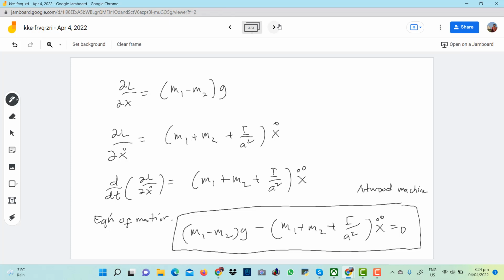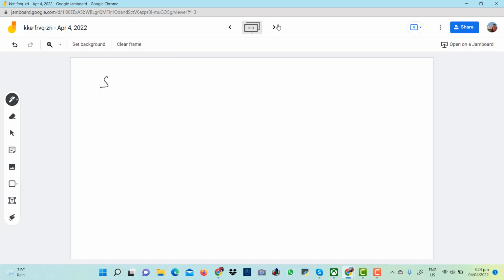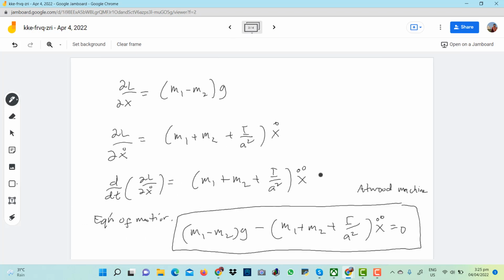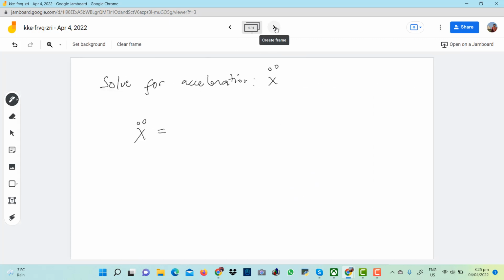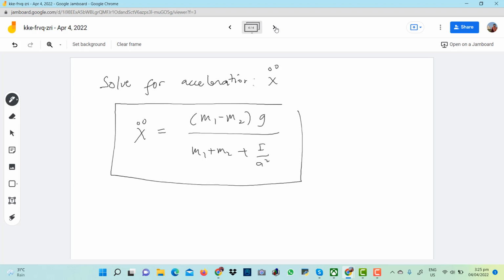If you solve for acceleration, I think this is familiar to you from the Atwood machine. What will you get? The x double dot is just equal to, if I divide both sides by m1 plus m2 plus I over a square, the acceleration, which is m1 minus m2 times g all over m1 plus m2 plus I over a square. If there is no pulley, what will happen?